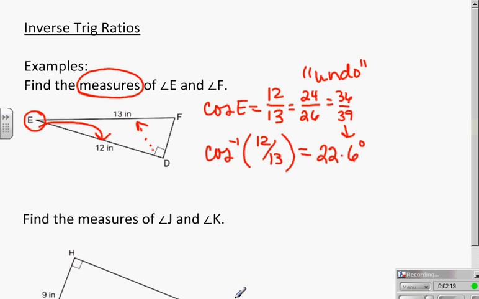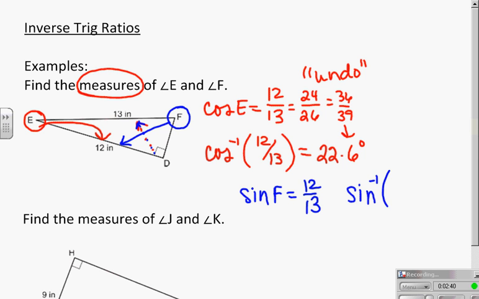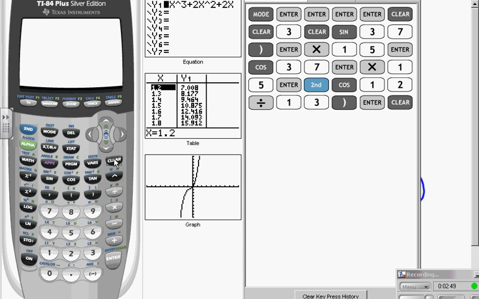So what about F? Okay, so in relation to F, I know the side opposite and the hypotenuse. And so I'm going to do the sine of F is equal to 12 over 13. So when I go to my calculator and I do the inverse of 12 over 13, but this time with the sine ratio, I'm going to get a different angle.